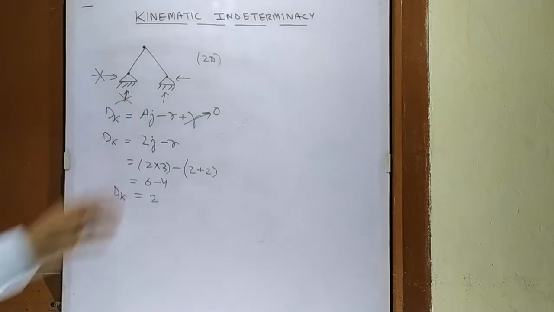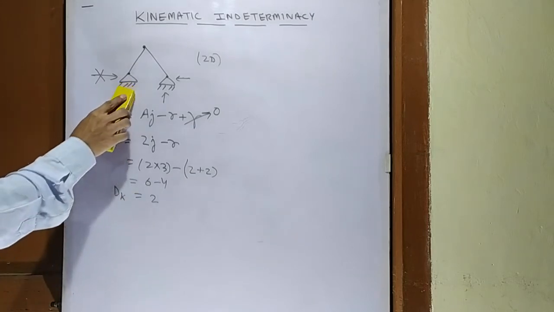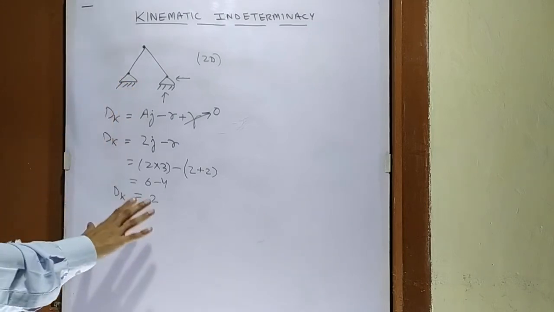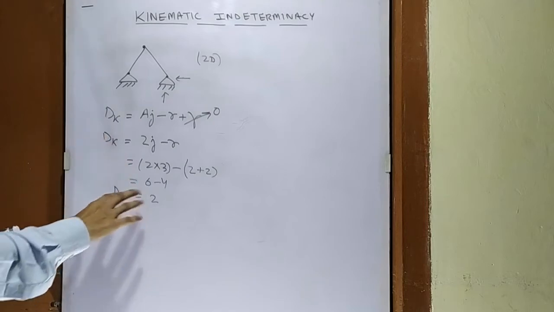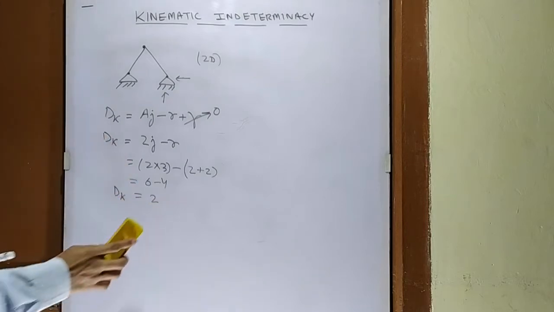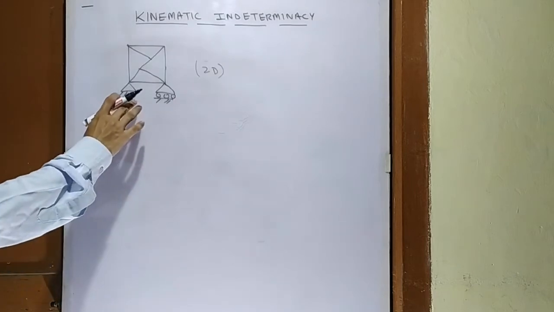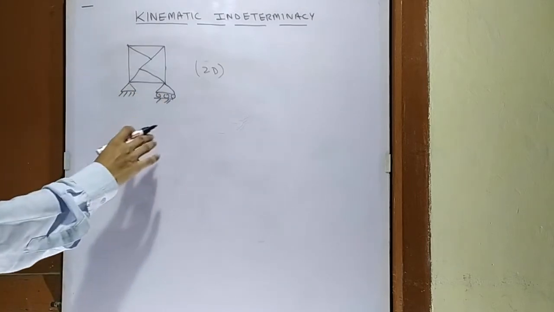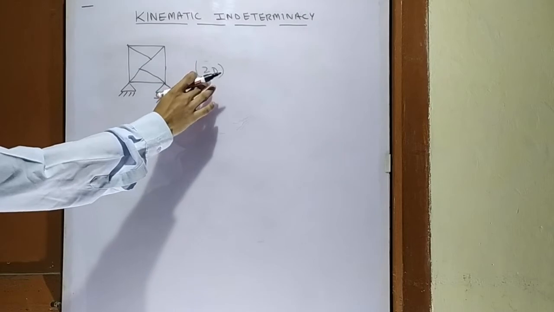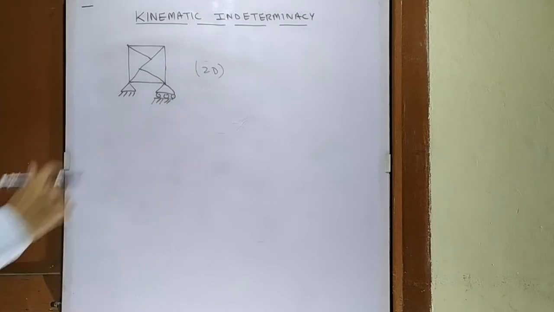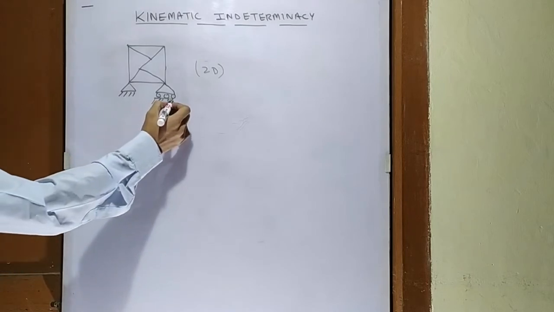You don't have to bother about the very basics. We can just put the values in the formula and you will get the degree of kinematic indeterminacy. We will take another example. Okay, let us solve this example. This is a 2D pin jointed structure, and at this joint there is a pin support, and at this joint there is a roller support.